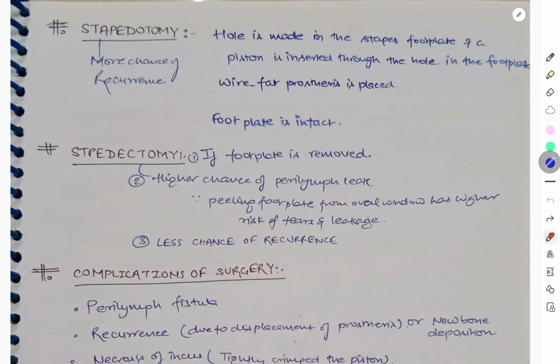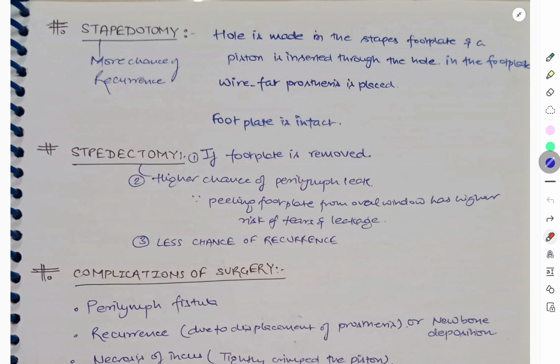Coming to the surgeries, we have stapedotomy. Here just a hole is made in the footplate and the prosthesis or piston is inserted through the hole, and a wire fat prosthesis is placed. So the footplate is intact, only a hole is made and a prosthesis is put, but there are more chances of recurrence. In stapedectomy, the footplate is removed.